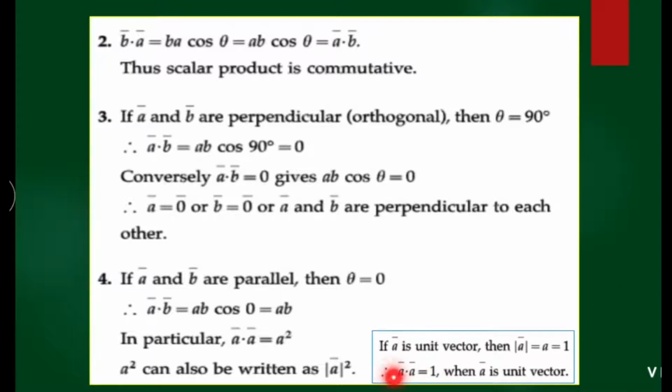So see here, note, if A bar is a unit vector, then magnitude of vector A equals A, and this is a unit vector, so its magnitude A must be equal to 1. Therefore, A bar dot A bar equals 1 when A bar is a unit vector.